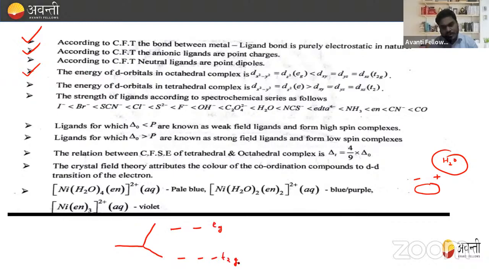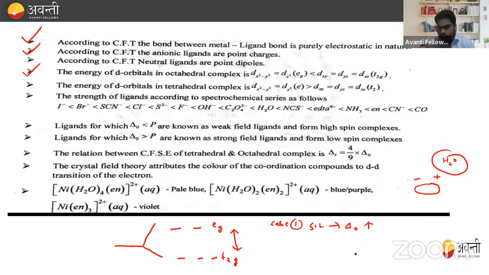And this is known as T2G, right? This is known as T2G. Now, two cases arise here. Case number one, if the ligand is strong. If a strong ligand is present, then this splitting energy, that is delta O, is more. If the strong ligand is present, then this delta O is more.